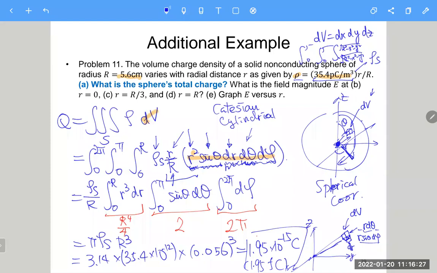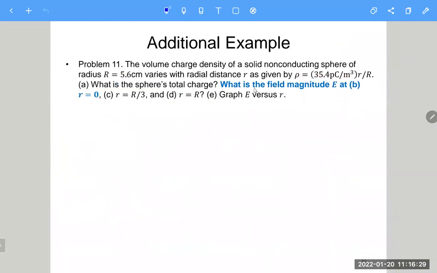So let's go to the second part. What is the field magnitude E at B, r equals 0?